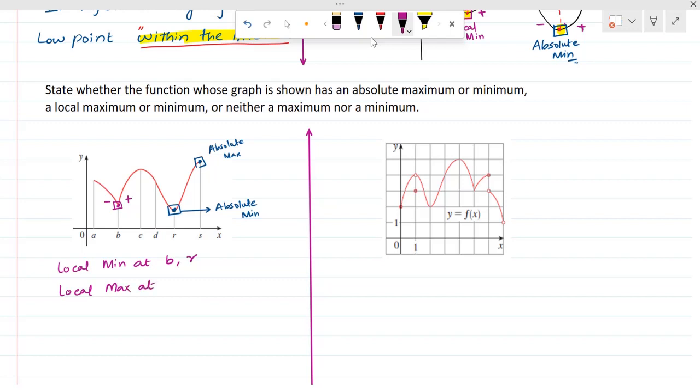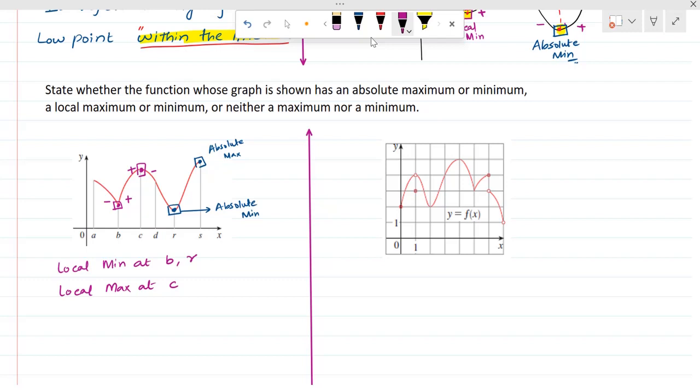Local maximum is here, where it is plus. After this point it started decreasing. Therefore this point is a local maximum at C. And we cannot say this one is a local maximum.